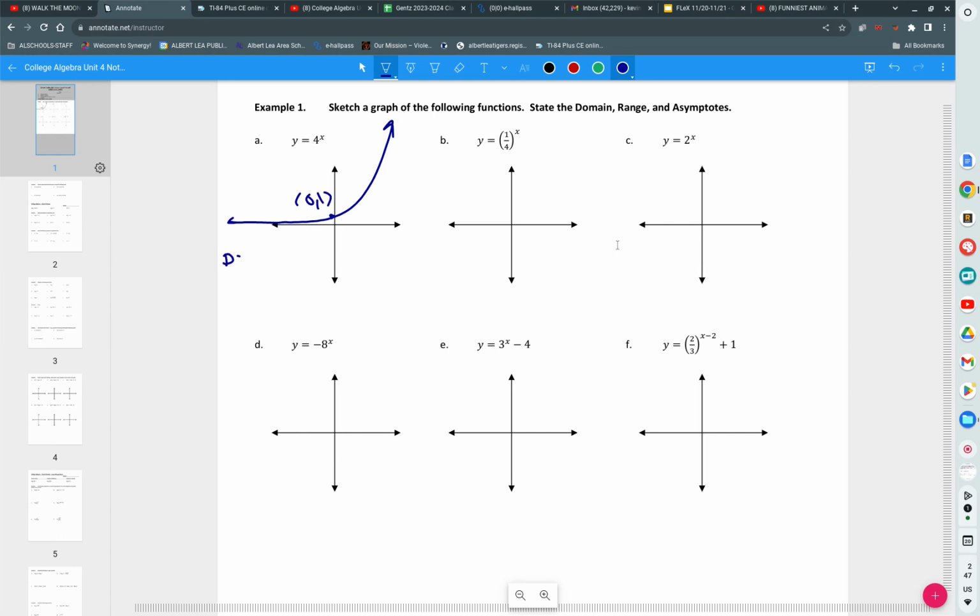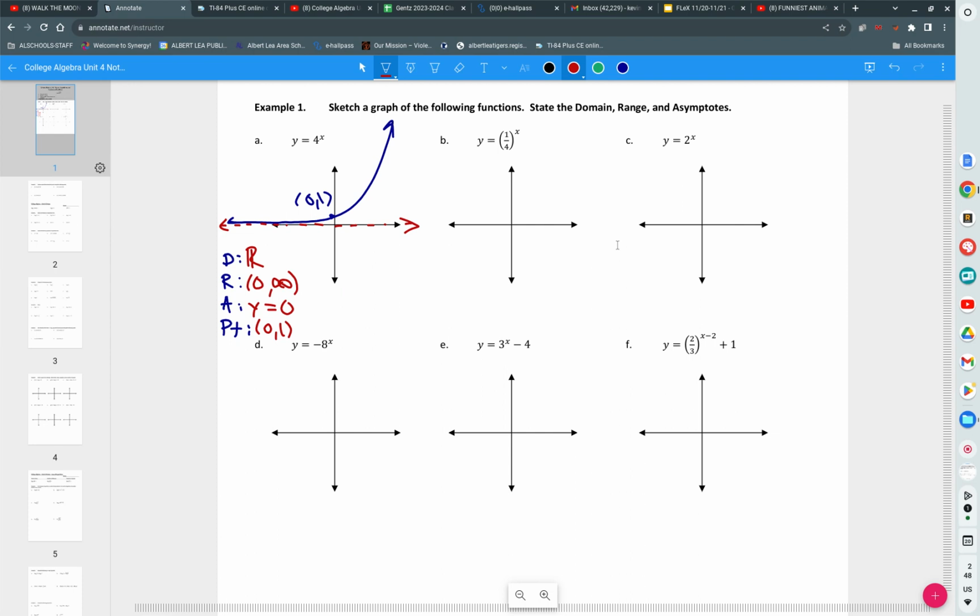I will list the domain, the range, the asymptote, and a point that it goes through. For an exponential function, the domain is always all real numbers. All real numbers. The range, in this case, is from 0 to infinity. The asymptote is this imaginary line right here. It is a horizontal line, and so it is y equals 0. And the point that it passes through is 0, 1.